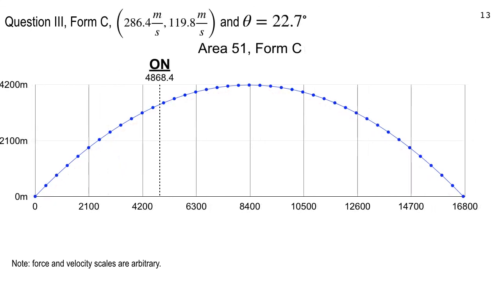Now here's the last one. This is Form C, tilted at 22.7. So that's a little bit closer to apogee, up here where it's a little flatter. There's our point, and our velocity is going to be a little bit... I start out with 286.4 vertically, but by this time I'm down to 119, less than half of the upward velocity, and that shows in the steepness of the curve. So this one's 22.7 above the positive x-axis.